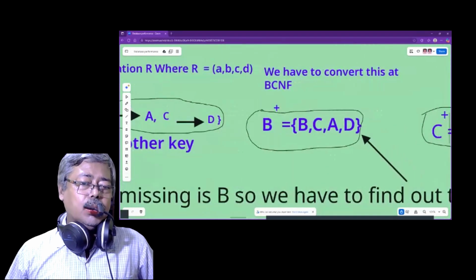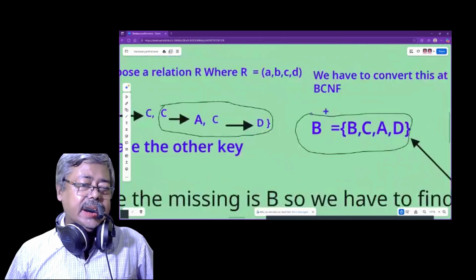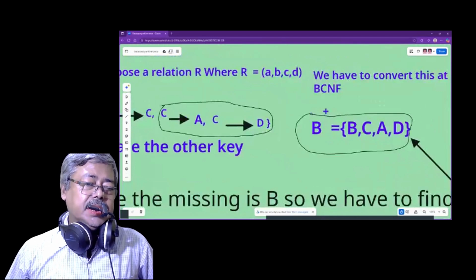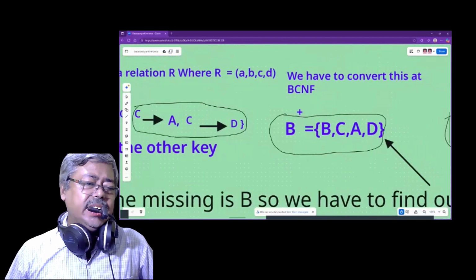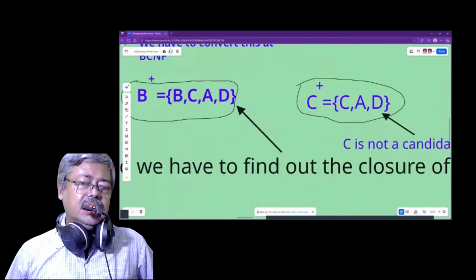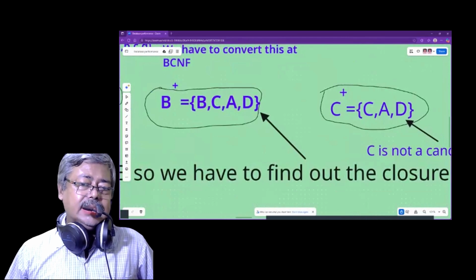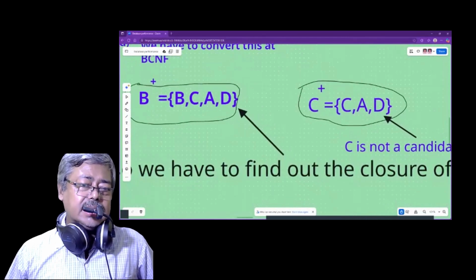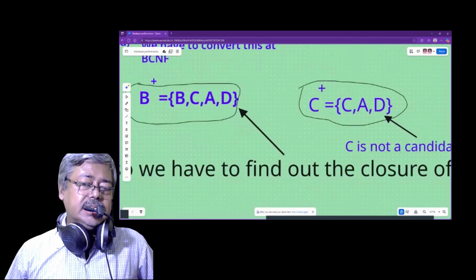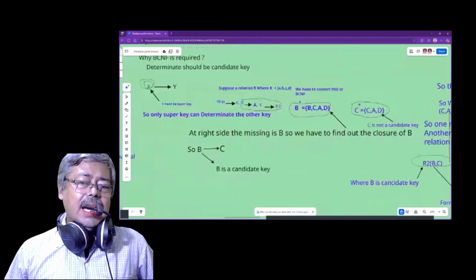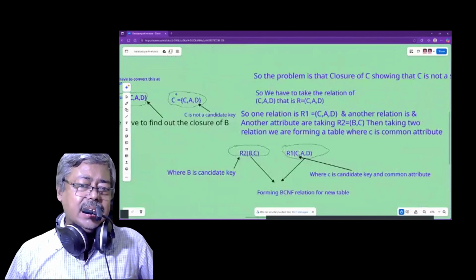Now the closure of C. C determines A, and C is also the determinant of D. So the closure of C shows three elements: C, A, D. So this is not a super key of the relation. The problem is at that point: a relation which is not showing the super key. That is a problem. So I am taking this dependency C equals CAD, and I am breaking this relation.